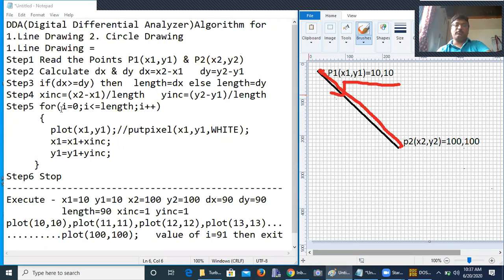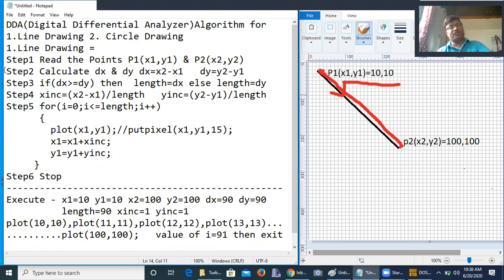Then you have to start the loop: I is equal to 0, I less than or equal to length, I plus plus. Starting value is 0, initialization, condition up to the length, and I plus plus. Opening curly bracket begins the loop, closing curly bracket closes the loop. Plot x1, y1. In the algorithm you write plot x1, y1, but in the program you write putpixel. Here you can write WHITE in capitals, or you may write 15. Then x1 equals x1 plus x increment, y1 equals y1 plus y increment. Close the loop, and step 6, stop. So this is the complete algorithm.